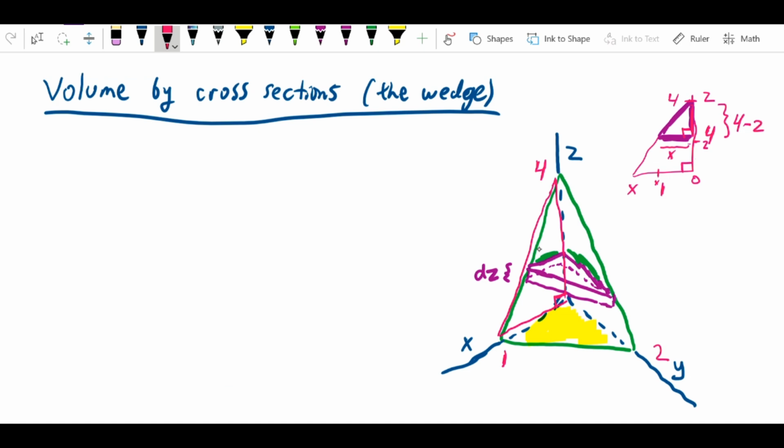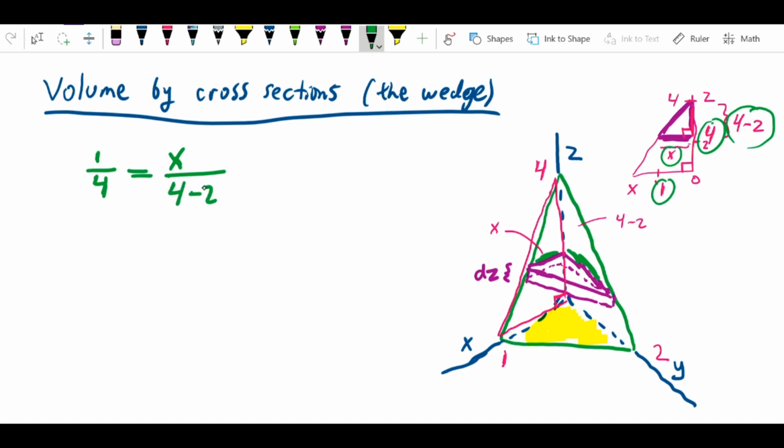So there we go. So this leg is x, and this one is 4 minus z. Using similar triangles, we can now set up the correct ratio. We know that 1 is to 4 as, let's see, 1 corresponds to x, and this 4 corresponds to that expression, 4 minus z. So now I'm just going to zip through some algebra and solve for x in terms of z.